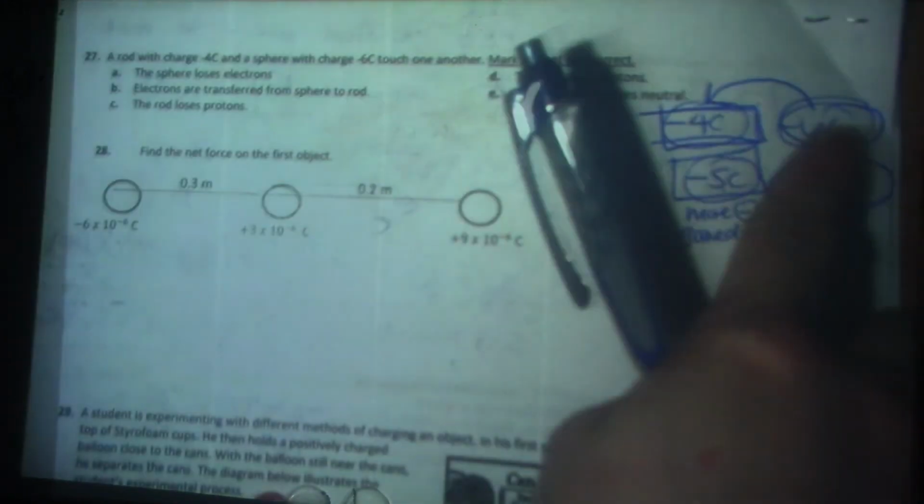Let me draw, this one's the rod, and then this one is the sphere, just so we don't have to label. All right, so that means that the sphere is losing, the rod is gaining, they're going from the sphere to the rod. Sphere losing, yep, that's true. Electrons go from the sphere to the rod. Yes, we just said that. The rod loses protons, never. The rod gains protons, never. The sphere becomes neutral. No, the sphere is still negative. It's just slightly less negative than before, so it's just A and B.